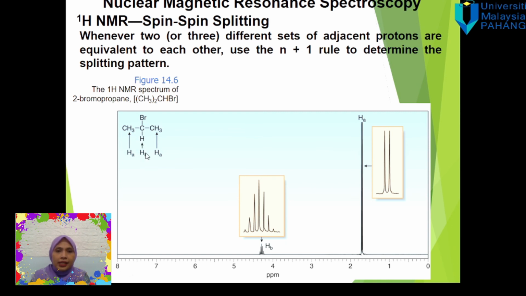So for the signal HB, how can we see? As I said just now, on the right and the left. So 3 plus 3 is 6, 6 plus 1 is 7. So the peak should be 7. We can see 1, 2, 3, 4, 5, 6, 7. So this is the splitting pattern for HB. For HA, again, this one is 1 proton. So this one is similar, meaning they have only 1 signal for HA.